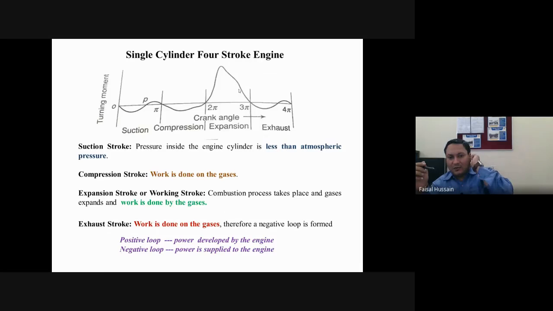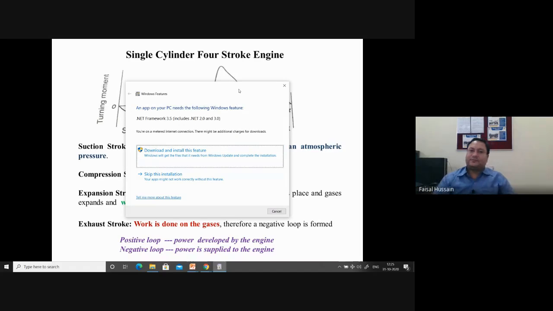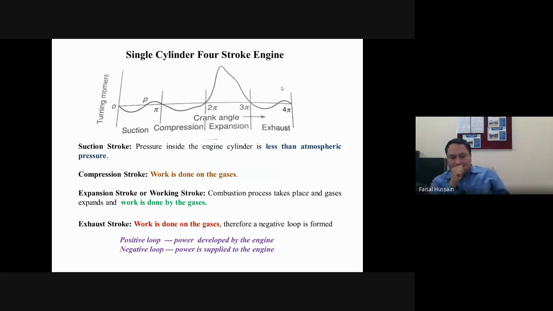Now let us see the turning moment diagram for 4-cylinder IC engine. As you all know that in a 4-stroke engine, the first is your suction stroke. Suction stroke means the pressure is inducted inside the cylinder in terms of air fuel mixture or just diesel for CI engines. Okay, I am taking the example of SI engine.